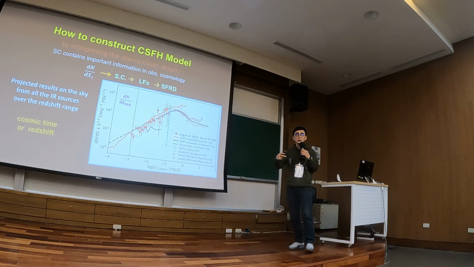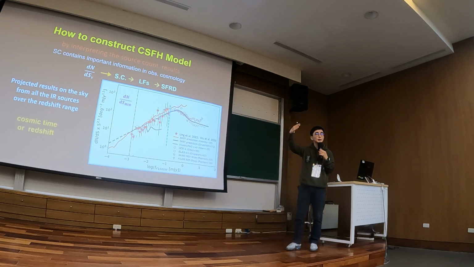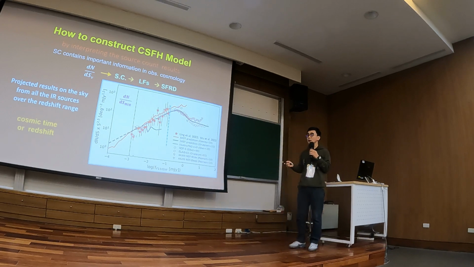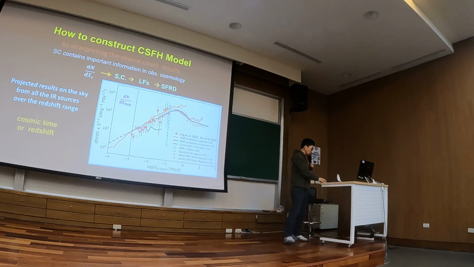So when we have data, we can easily obtain the source count results because it's really easy. But this is just a number count of the sources projected on the plane, a kind of two-dimensional surface on the sky. So there is no redshift information. But to construct star formation history as a function of cosmic time, we need a redshift. But in many cases, normally we don't have it.